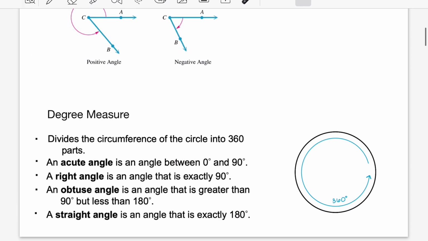Now, moving on to degree measure here. So degrees divide the circumference of a circle into 360 parts. So here is our circle, and so we have 360 degrees in one circle. Now, an acute angle is an angle between 0 and 90 degrees. A right angle is an angle that is exactly 90 degrees. Now, an obtuse angle is an angle that is greater than 90, but less than 180 degrees. And a straight angle is an angle that is exactly 180 degrees.